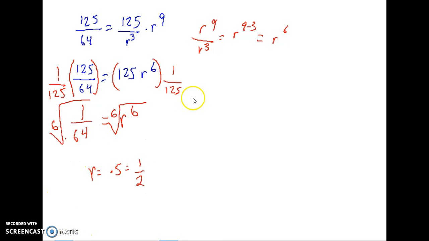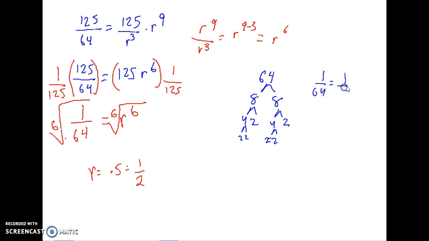Now, without a calculator, what I would do is break down 64. I know 64 is made up of 8 and 8. 8 is made up of 4 and 2, and 4 and 2. There's 2 and 2, there's 2 and 2. So technically, 1 over 64 is 1 over 2 to the power of 6, which is the same thing as saying 1/2 to the power of 6. So if 1/2 to the power of 6 is equal to r to the power of 6, they have the same exponent, so r must equal 1/2. That's essentially what you want to do.